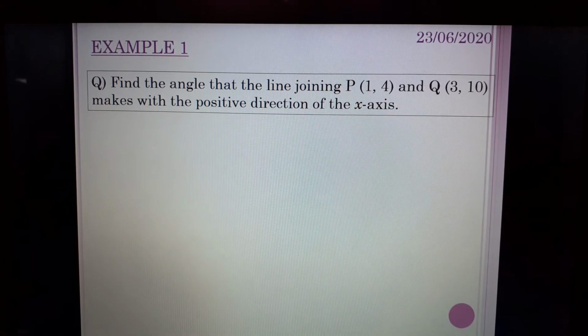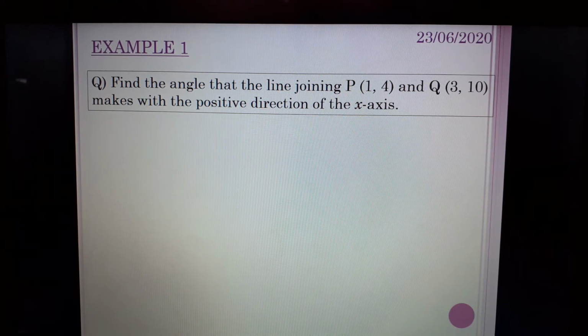Example 1. Find the angle that the line joining the point P(1,4) and Q(3,10) makes with the positive direction of the x-axis. Okay, so you need to have that as a trigger and think, I know that the tan of the angle is equal to the gradient. That has to be something that you now have to be very aware of for the higher course. So the tan of the angle is equal to the gradient.